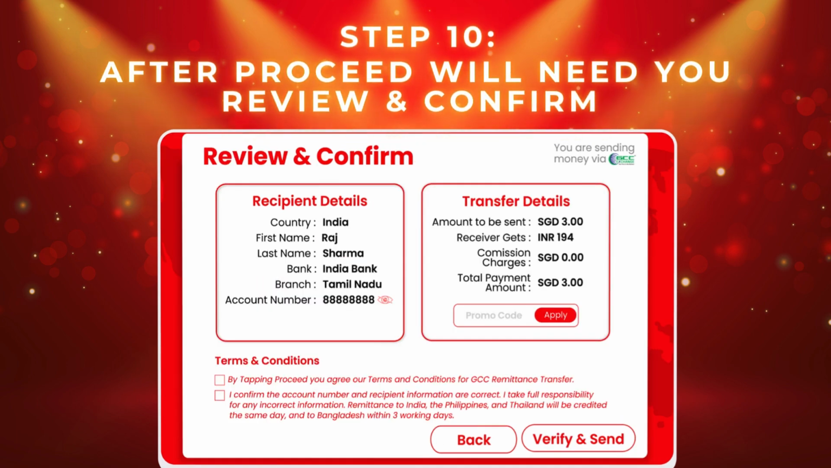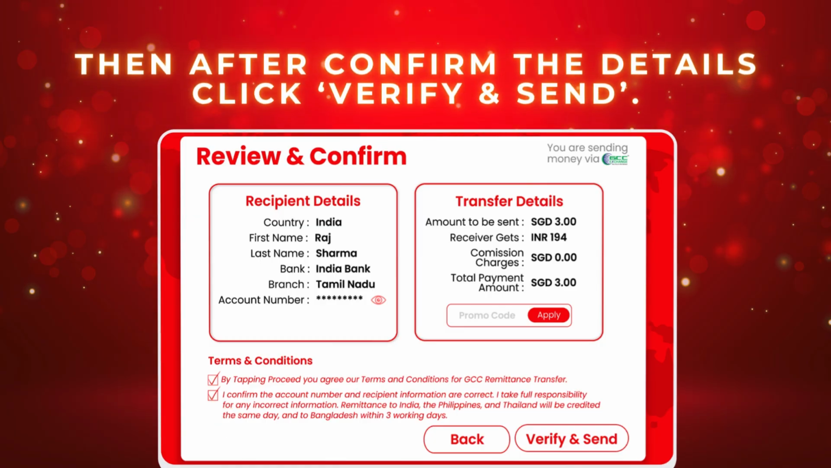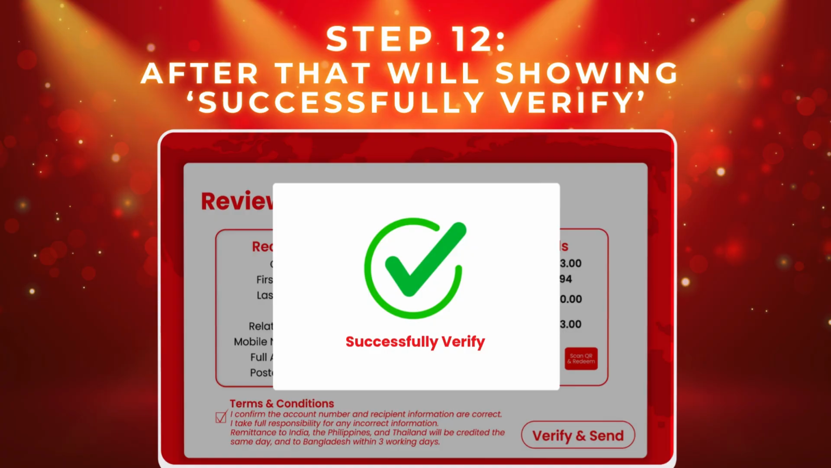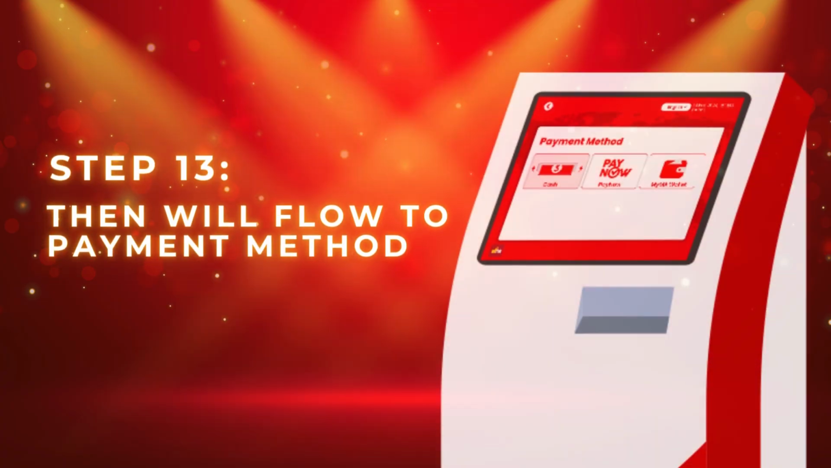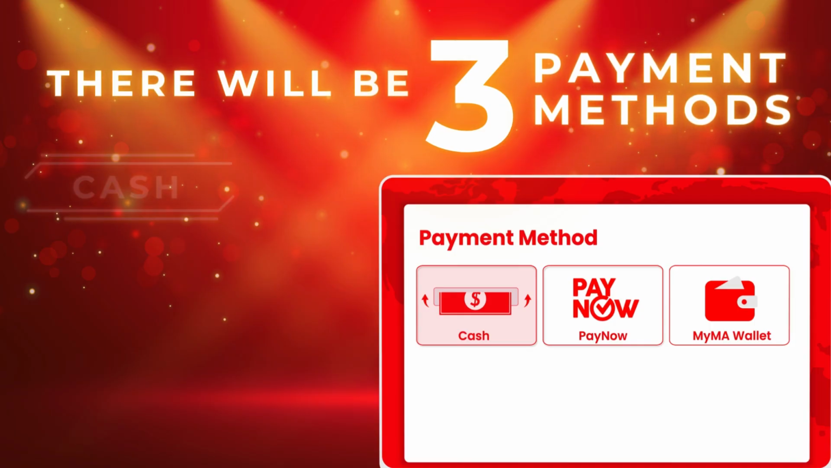Step 10. After Proceed will lead to Review and Confirm. Tick these two terms and conditions checkboxes, then after confirming the details are correct, tap on Verify and Send. After that, it will show Successfully Verified. Then it will flow to payment method. There will be 3 payment methods: Cash, Pay Now and MyMA Wallet.